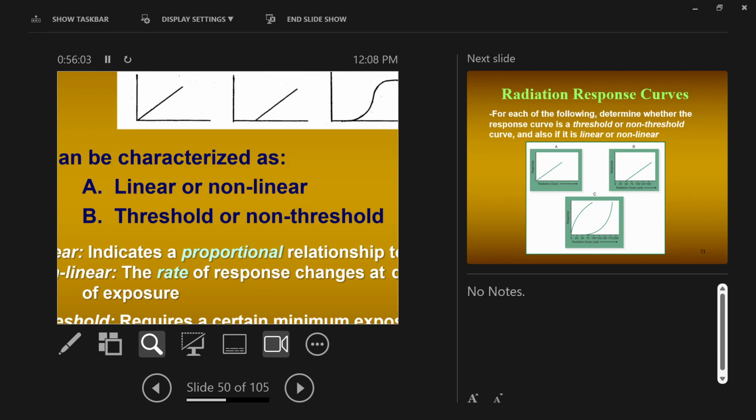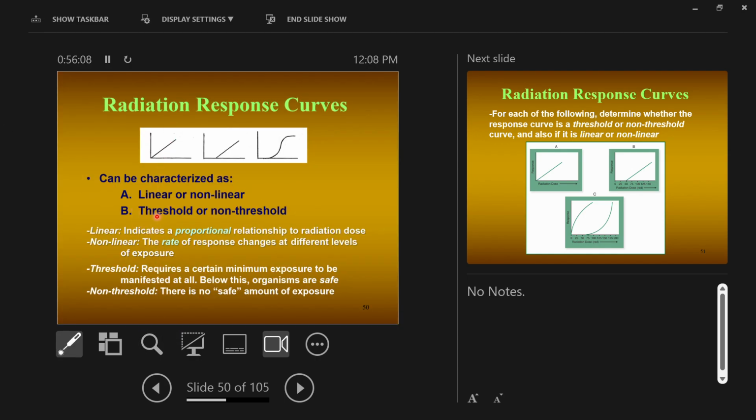Okay, so anyways, we're going to use these graphs going forward. It's going to be very important for us. So let's keep going and see how we do. So yeah, as it says, let me just finish reading. A linear graph indicates a proportional relationship to dose. Nonlinear indicates the rate of response changes at different levels.